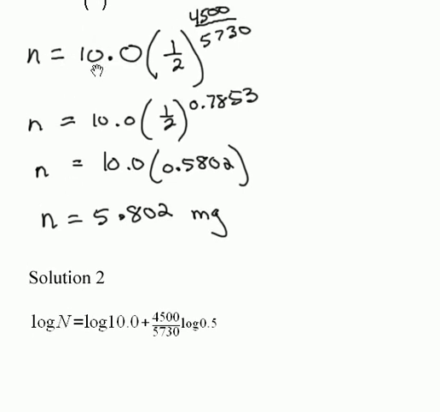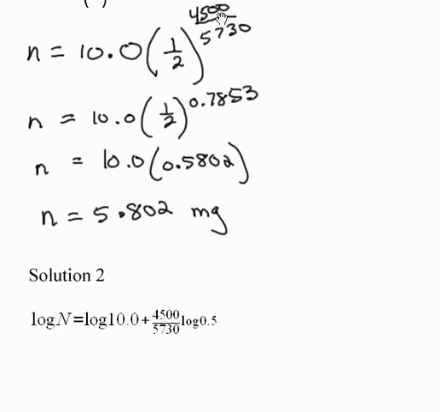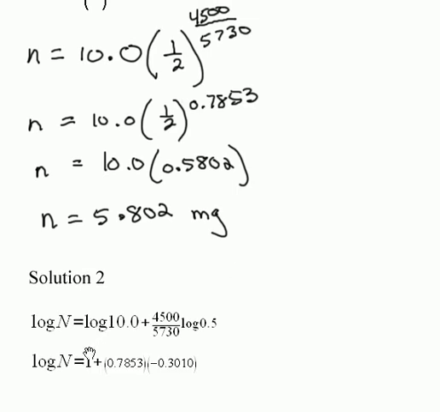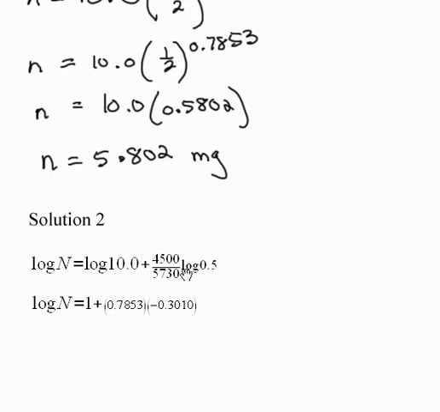Remember, the log of any number raised to a power is the power times the log of the number. And when you get the log of a product, which is 10 times 1/2 to this exponent, it's the sum. So I've already done a couple steps in my head. And the log of 10, base 10, as you recall from this chapter, is 1. Log of 0.5 is negative 0.3010. And we're going to multiply that by 4,500 divided by 5,730, which is 0.7853. Multiply those two together, and we get negative 0.2364, and when we add that to the 1, we get 0.7636.